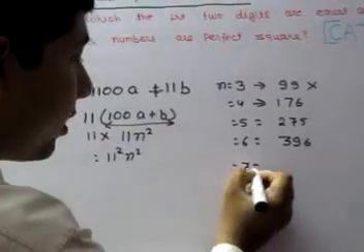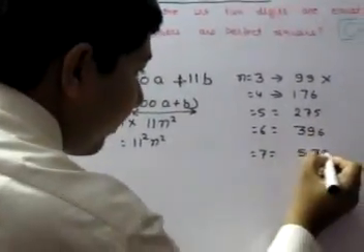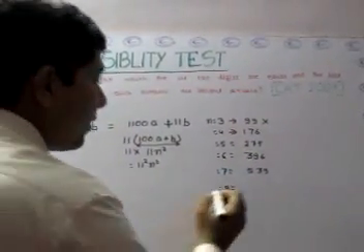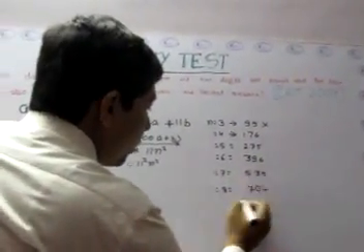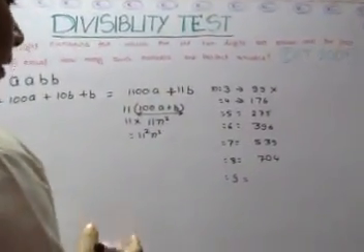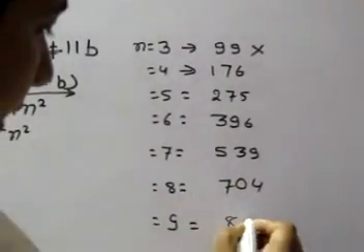n equal to 7 is 49 into 11, 539. n equal to 8 is 64 into 11, 704. n equal to 9 gives 9², 81 into 11, 891.